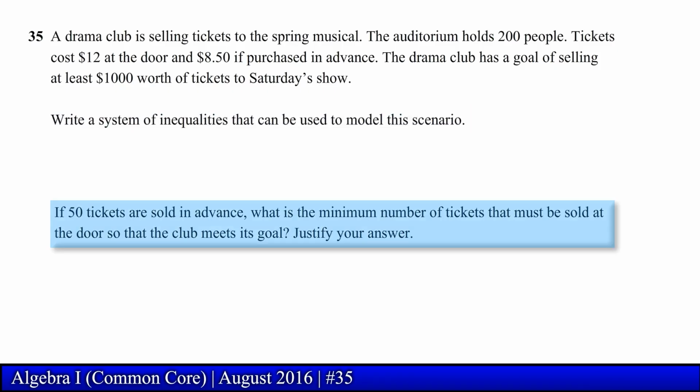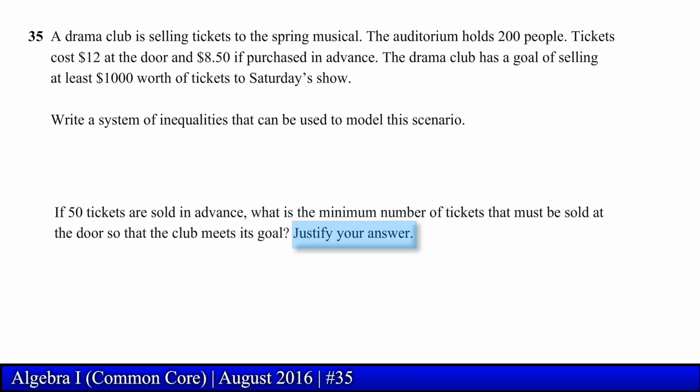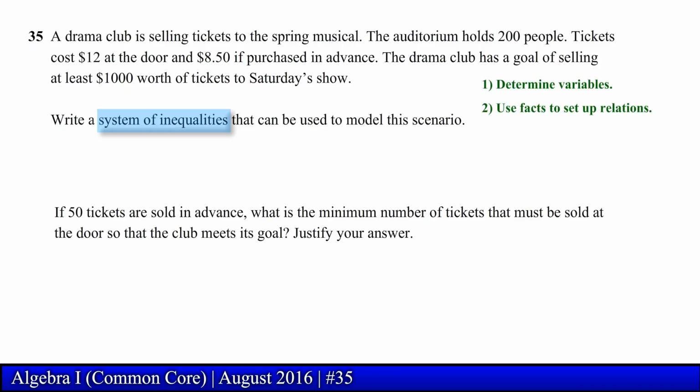We also need to determine the minimum number of tickets that must be sold at the door if 50 tickets are sold in advance. Lastly, we need to justify our answer. In order to find the system of linear inequalities, we first need to determine our variables and use the facts given in the problem to set up an algebraic relation between the chosen variables and the quantities given.